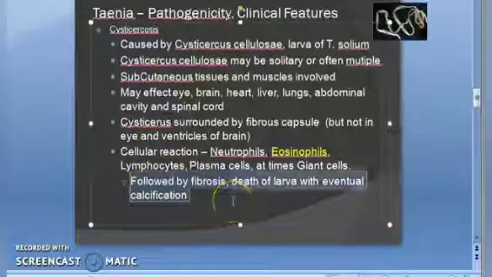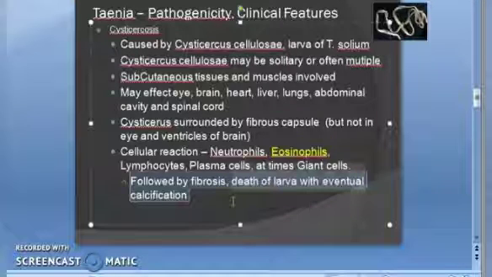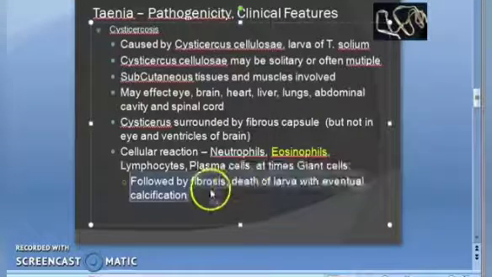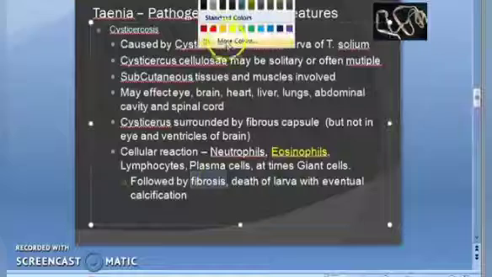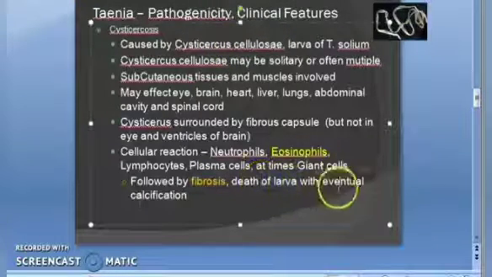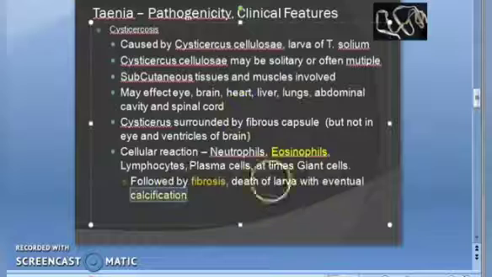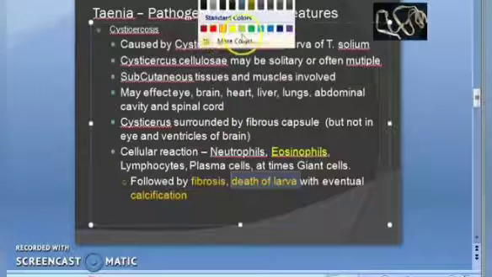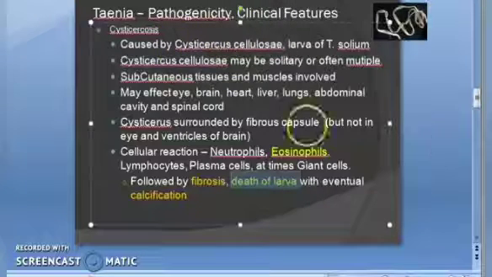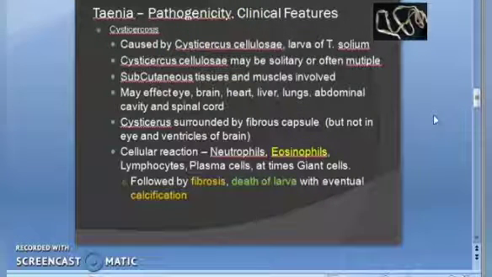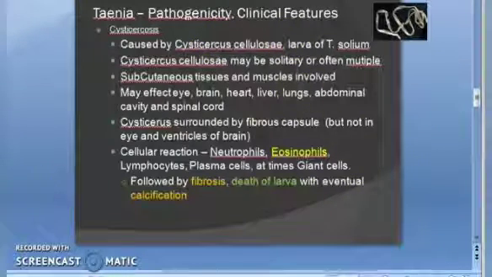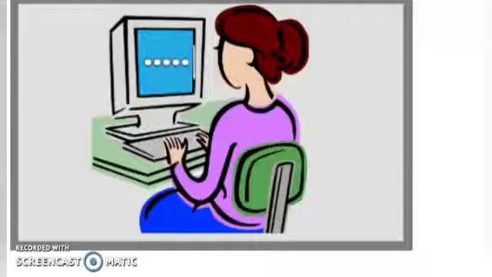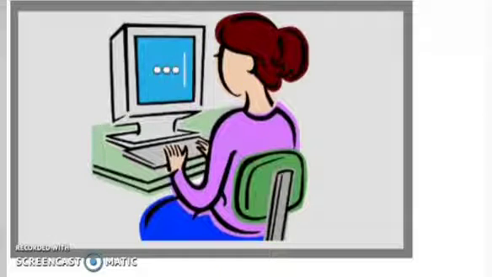Then finally, because of all these cellular reactions, there will be fibrosis. Then the tissue will die because of calcification. Then the larva also will die. We should mark this in green actually. It will kill the cells, fibrosis, calcification, then the larva itself will die. Nice, no? Now, how many people are sleeping and how many people are understanding what we are trying to explain? We finished the pathogenicity of cysticercosis.